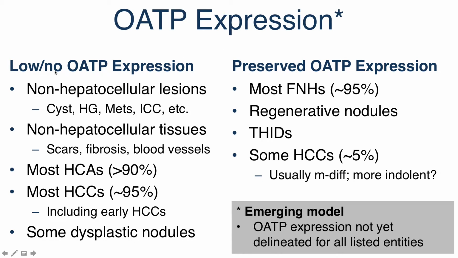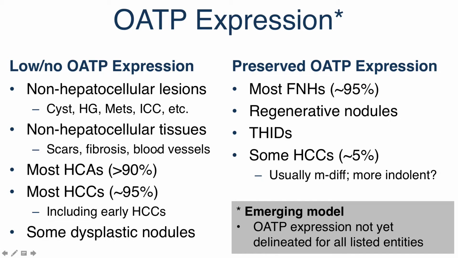OATP is expressed by liver cells and, in general, not by anything else. So if there's something in the liver that's not of hepatocellular origin, like a cyst, a hemangioma, a metastasis, or a cholangiocarcinoma, it will have low or no OATP expression. If it's a tissue that's not made of hepatocytes, it will have low or no OATP expression.